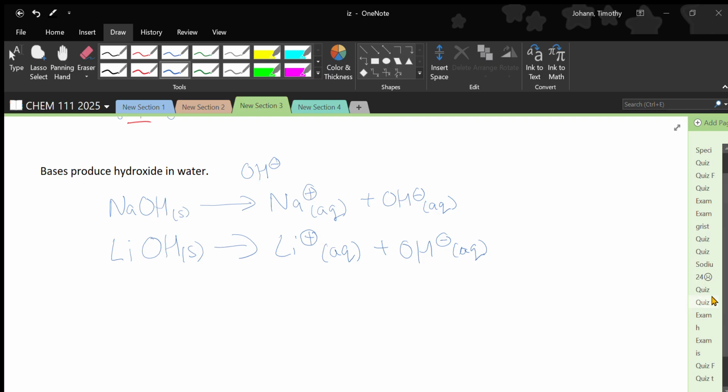Anyway, that's why I'm not doing some of them. Although you could do neutralization reactions with them. That is something else. All right, so now let's talk about neutralization reactions.